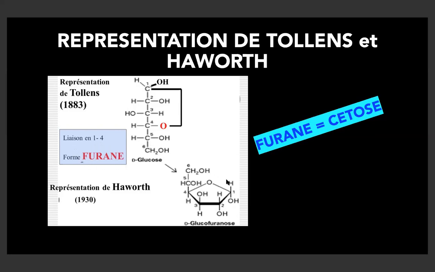And if the molecule we are studying is fructose, for example, if it's D-fructose, it's going to be D-fructofuranose. The furanose shows that there is a liaison between carbon number 1 and carbon number 4. Are there any questions?